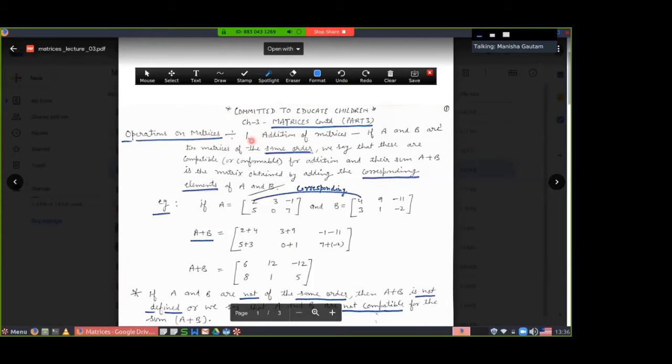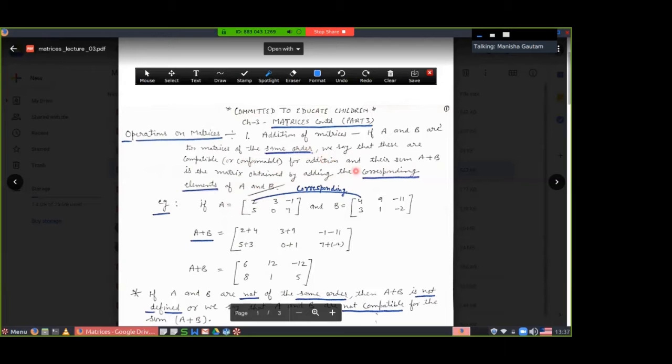Here first we will discuss addition of matrices, how you can add two matrices. Definition of addition of matrices: if A and B are two matrices of the same order, we say that these are compatible or conformable for addition, and their sum A plus B is the matrix obtained by adding the corresponding elements of A and B. Here I have underlined same order and corresponding elements. It means you have to check whether these matrices are of the same order or not. If they are of the same order, then you can add, otherwise you can't add.